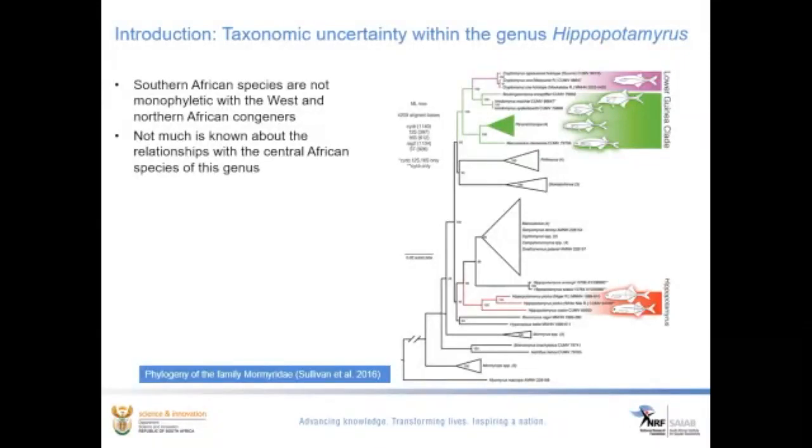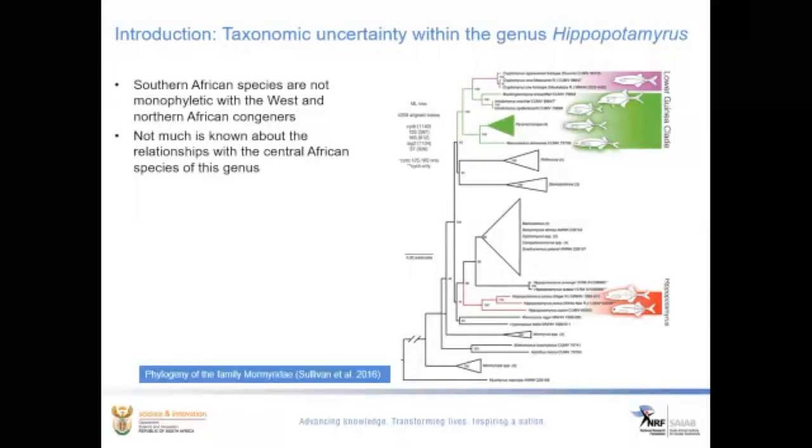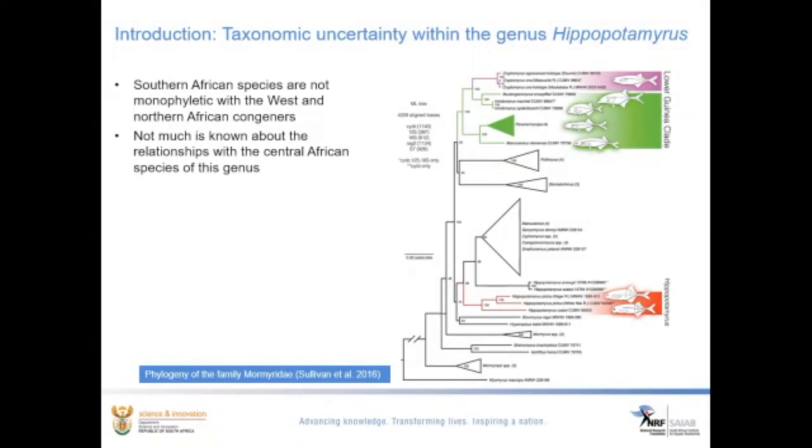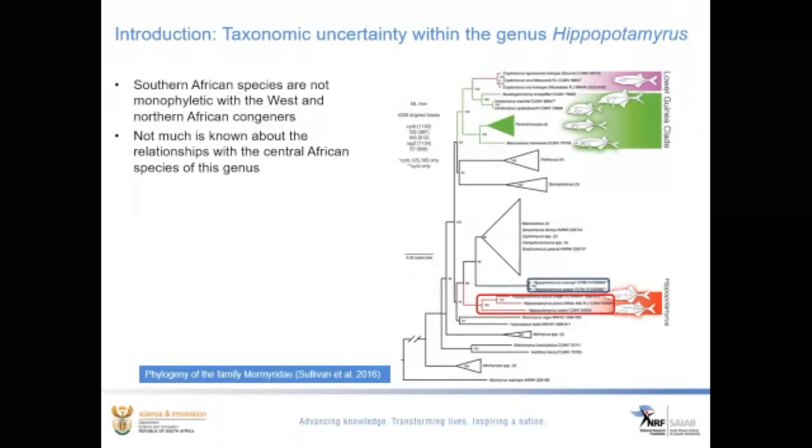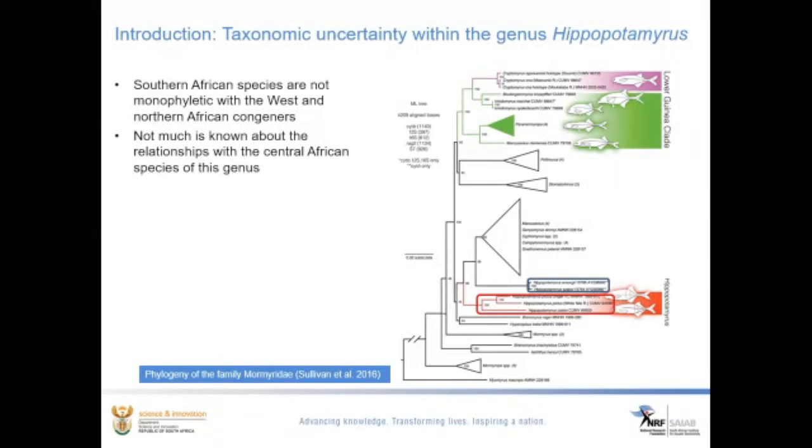In particular, this study examined the diversity within the genus Hippopotamirus, which is one of the 8 mammary genera found within Southern Africa. What makes this genus particularly interesting is the fact that the 3 Southern African species are not monophyletic with the rest of the species found within the rest of Africa. Specifically, the 3 Southern African species do not form a monophyletic group with the type species of this genus, Hippopotamirus castor, which is found within West Africa.